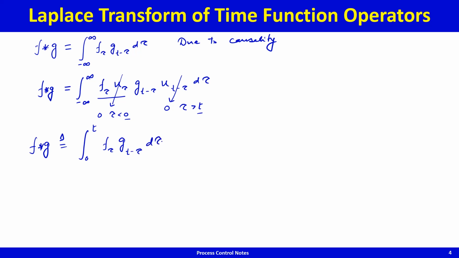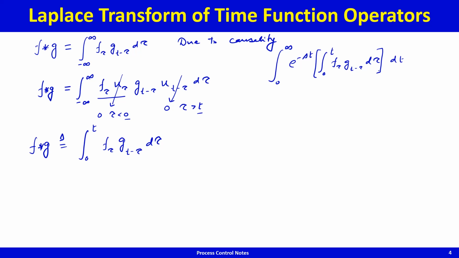Now if I want to take the Laplace transform of f convolution g, then basically what I do is I get a double integral: 0 to infinity of e to the power minus s t times the function, which is 0 to t f of tau g of t minus tau d tau, dt. So this inner integral is done first and then you integrate over time.